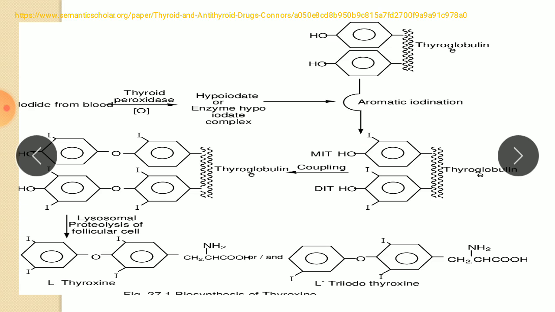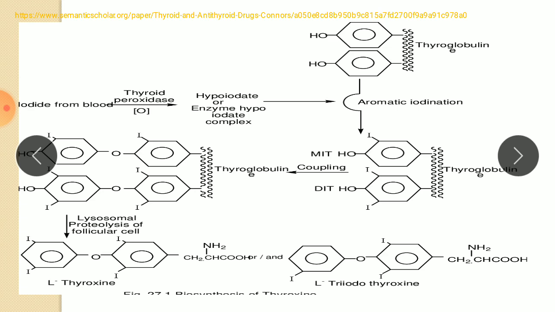Then third step, that is coupling of two DIT residues and one DIT with one MIT residue to produce T4 and T3. It is believed that these reactions are catalyzed by the same peroxidase that affects the iodination, and are therefore blocked by compounds such as thiourea, thiouracil, sulfonamide.